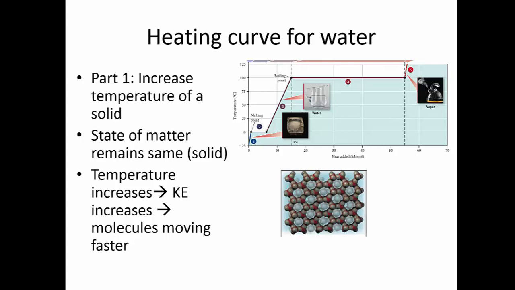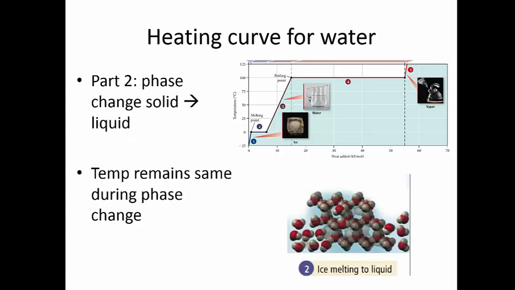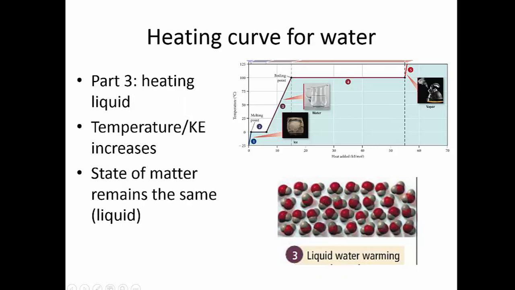That means that the kinetic energy of the particles in your sample are increasing, and that generally means that they're moving around faster. Part 2 is a phase change from solid to liquid. This is the melting point. Notice that during the melting point, the temperature stays the same, so the temperature is flat. So you're turning, for example, in this case, from solid ice at 0 degrees into liquid water at 0 degrees. So temperature remains the same.